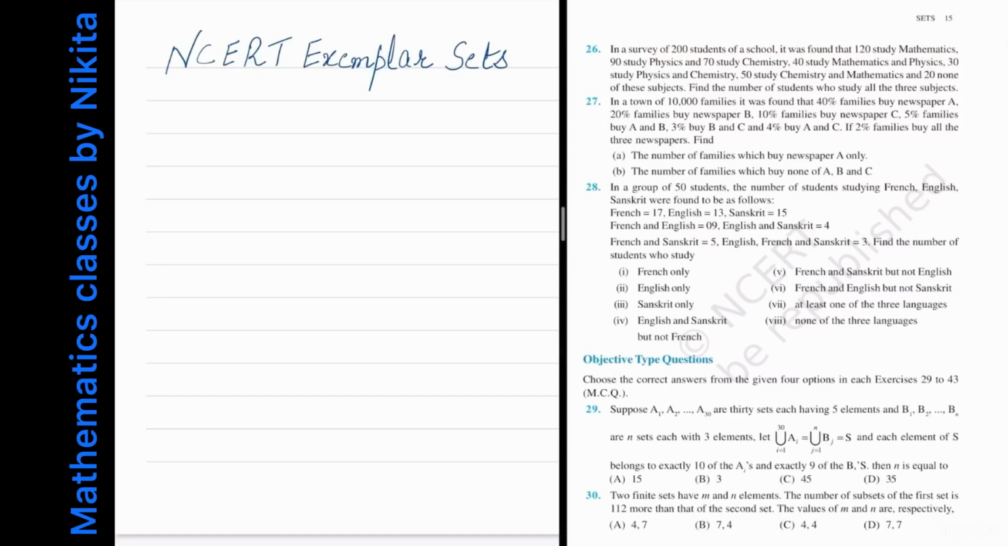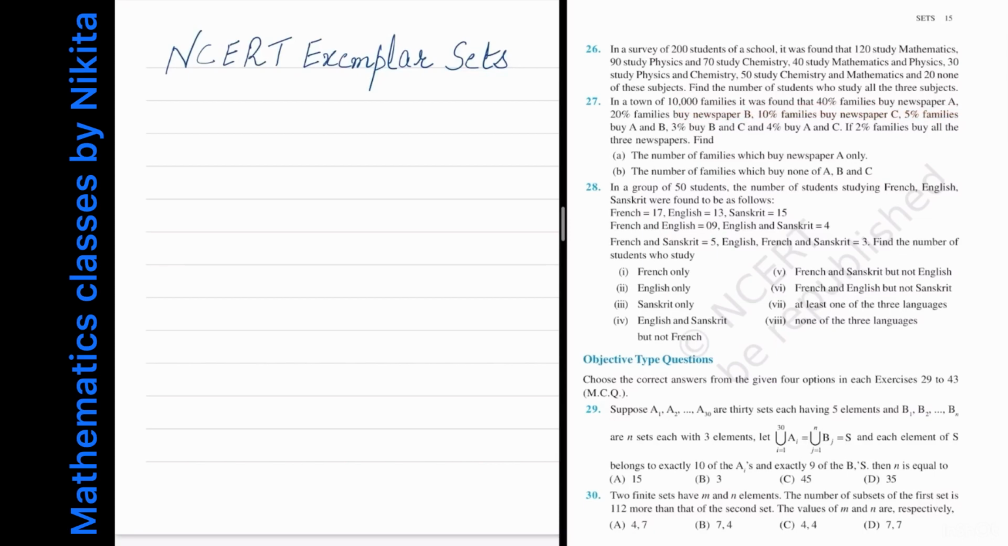So we were doing this exemplar which is based on chapter 1 sets, and you know that we have done till question number 26. So today I'll start with question number 27 and let's see how many questions we can cover in this lesson. Okay, so let's start with question number 27. So again on the right hand side you can see the book, and on the left hand side I will be solving the questions.